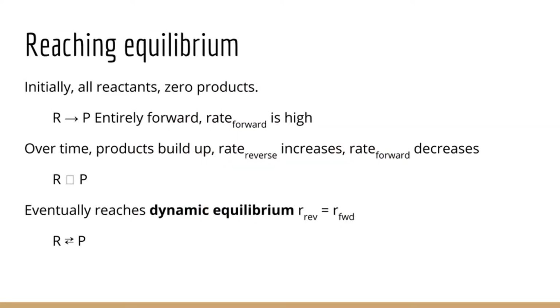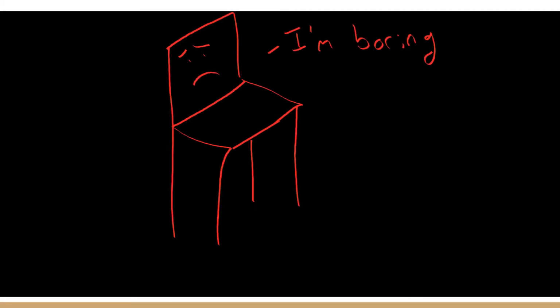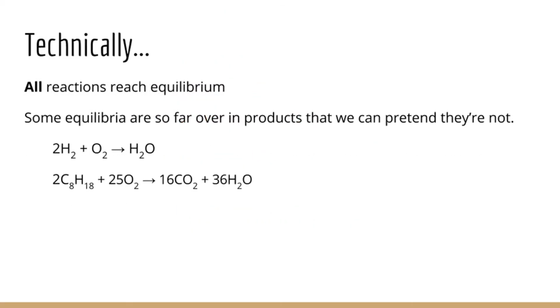So that's what happens with a dynamic equilibrium. A static equilibrium, by contrast, is staying in one spot and nothing's happening. A chair sitting on the floor is a static equilibrium, no motion. Dynamic because there's constant motion. Now, technically, all reactions reach equilibrium. It's just that some reactions lie so far to the right, over in the product side, that you can pretend that it's not in equilibrium.